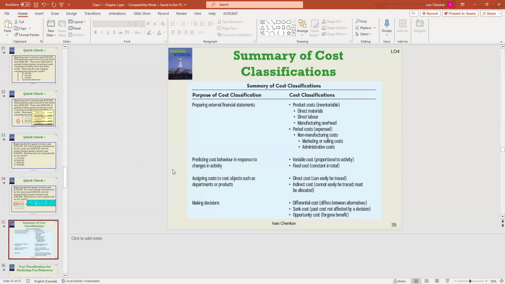So for different purposes, as I said in the beginning, we're going to have different cost classifications. For the purpose of preparing the financial statements, we're going to have the product cost or inventoriable cost, which is direct material, direct labor, and manufacturing overhead, which we just did. And we're going to have the period cost, which is the non-manufacturing cost. For predicting how the costs behave, we're going to have variable cost and fixed cost. If we have to assign the cost to the cost object, we're going to have direct cost and indirect cost. And for decision making, we're going to have three types of cost: differential cost, sunk cost, and opportunity cost.